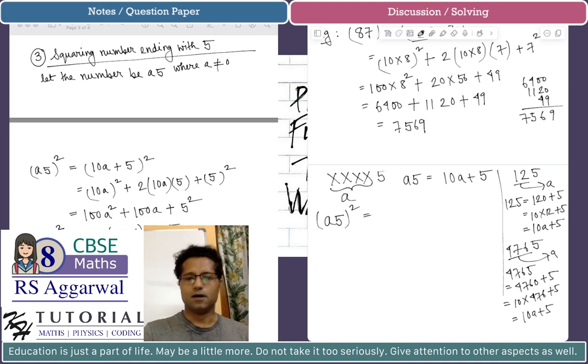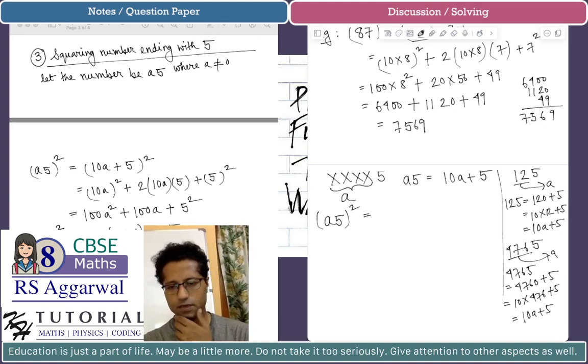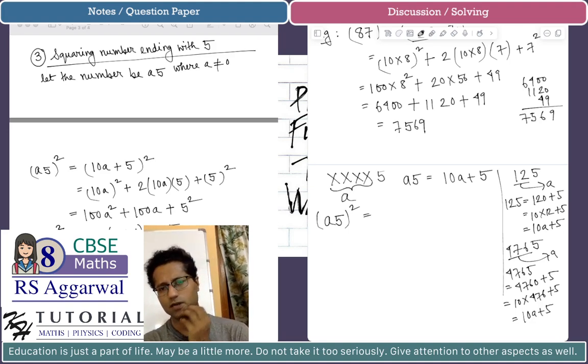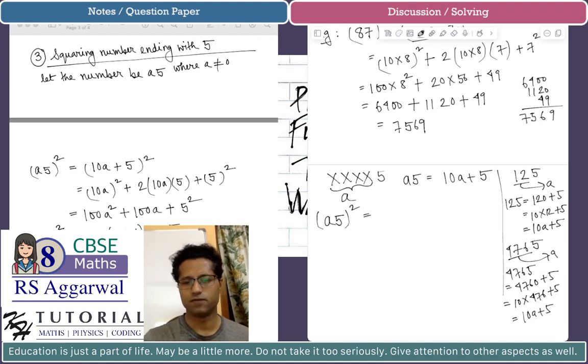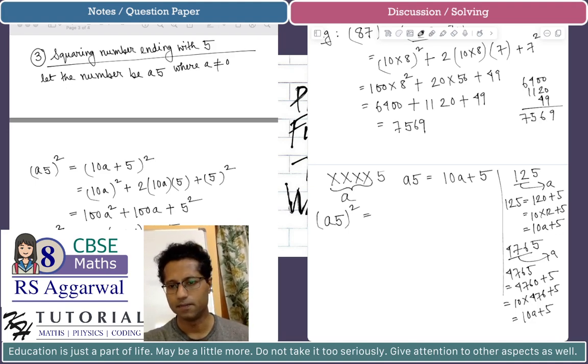So we can say that whatever the given number is, if the digit at the unit place is 5, then we can write it in the form a5, where a is the original number except the digit at the unit place. So if the number is of the form a5, then if I expand it, it will be 10a plus 5.